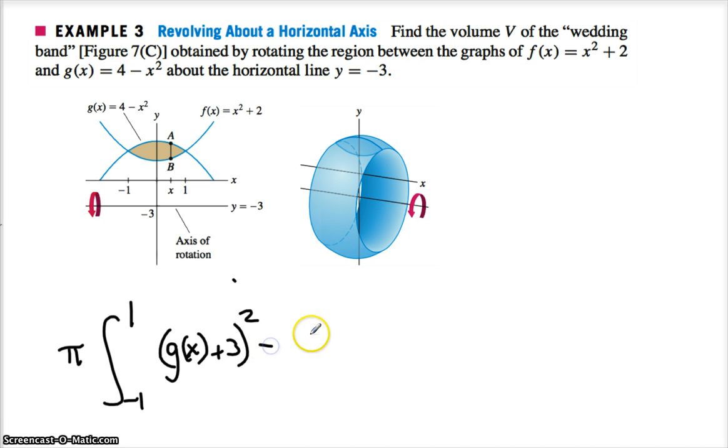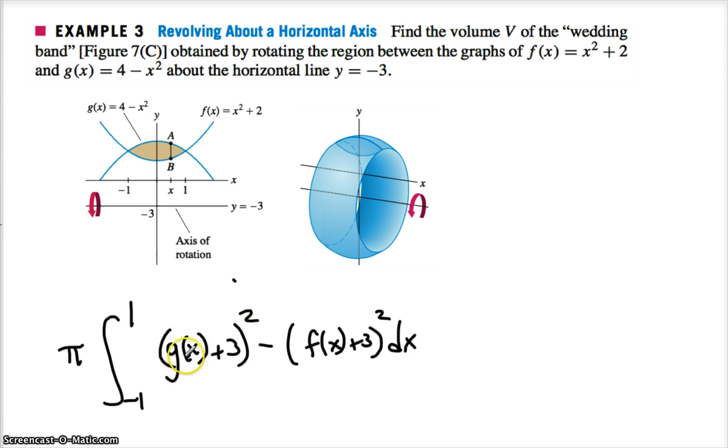And then we're going to subtract f of x, for the same reason. The distance between f of x and the horizontal line y equals -3 will be f of x plus an additional 3 units. And we'll square that, dx. Okay, so here is your volume formula.